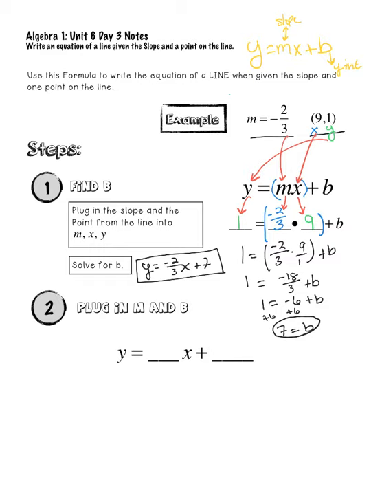Alrighty, let's plug in. Oh, we already did that. Sorry. I did it here. See, plug in the slope. And there, this is what I did here. Y equals negative 2/3 x plus 7. That's what happens when you don't read your notes properly. So there's your final equation.